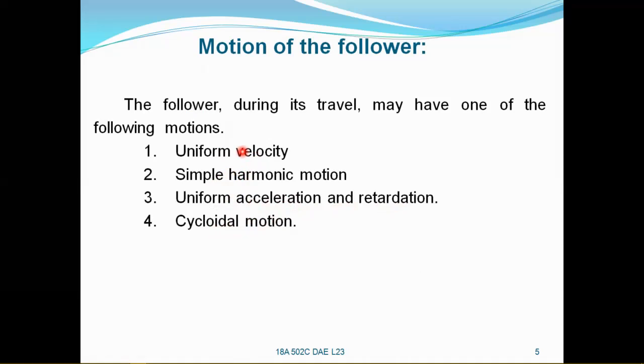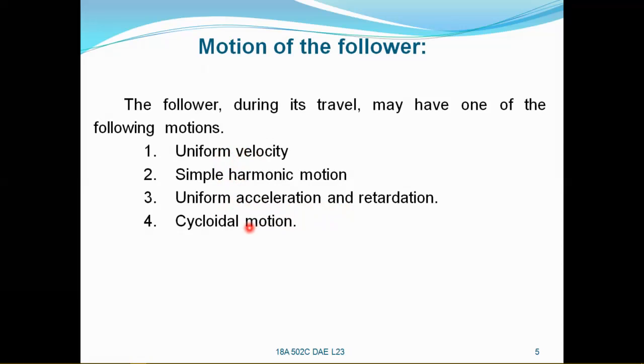Any type of follower, either a knife edge follower, a roller follower, a flat follower, a mushroom follower, or a spherical follower, whatever it is, may have any of these four motions. That means it may have uniform velocity, simple harmonic motion, uniform acceleration and retardation, and sometimes cycloidal motion.